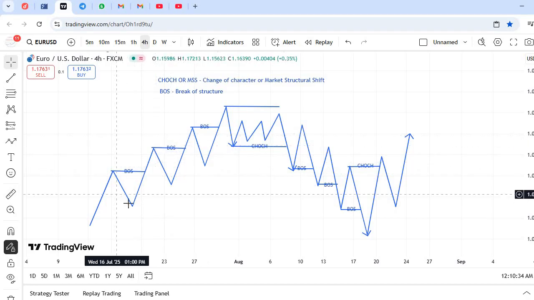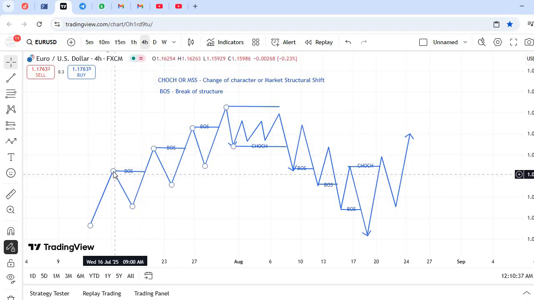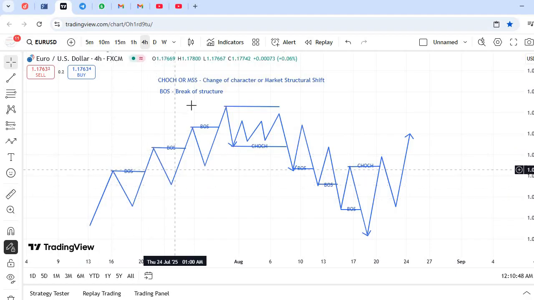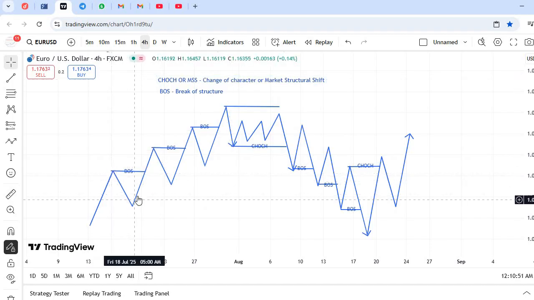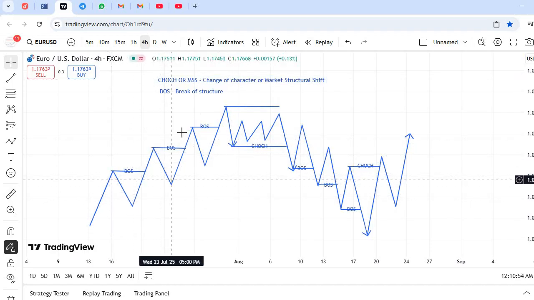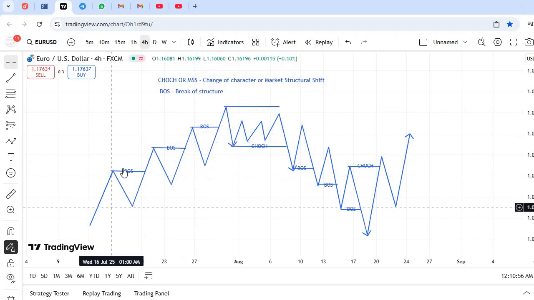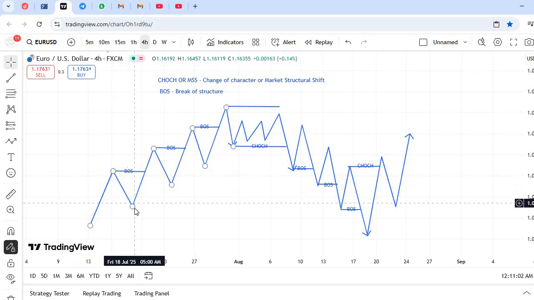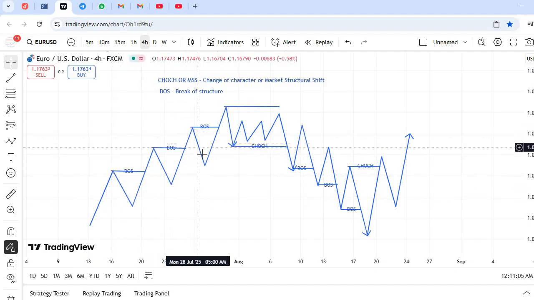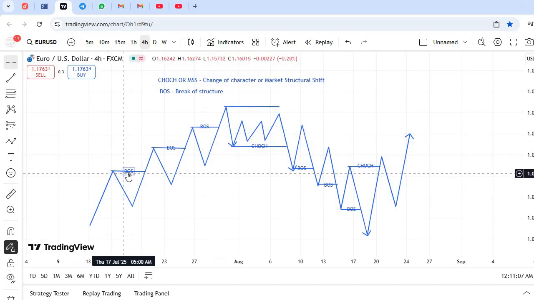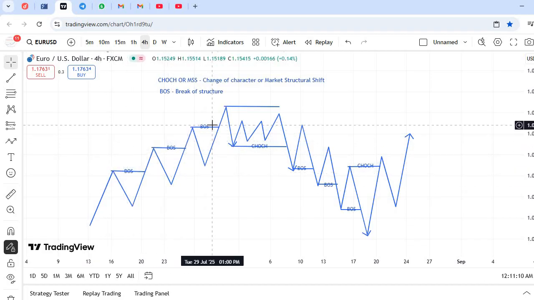So in a break of structure, we take out the recent high or the last high or the last low, and it will still continue to go in that same direction. You can see for a break of structure, we still have the trend, we still have the uptrend. So in a break of structure, we take out the last high or the last low, and the trend will still continue. Can you see what we have here? We had a break of structure, and the trend still continues. We are still in an uptrend.